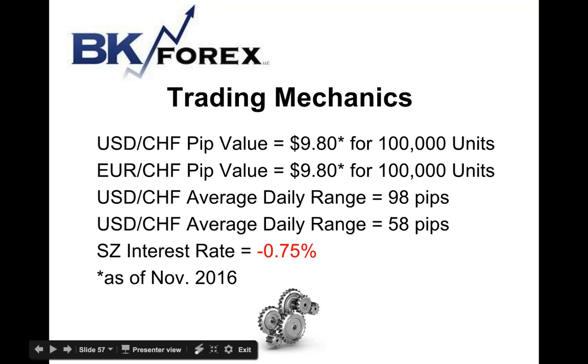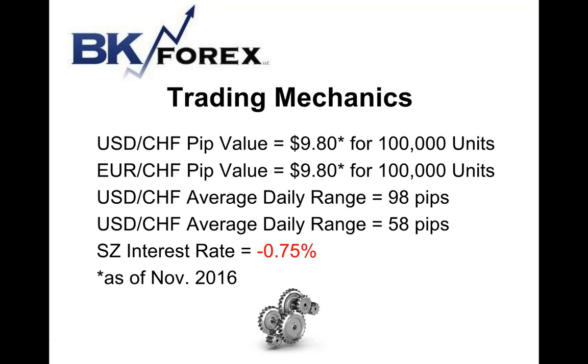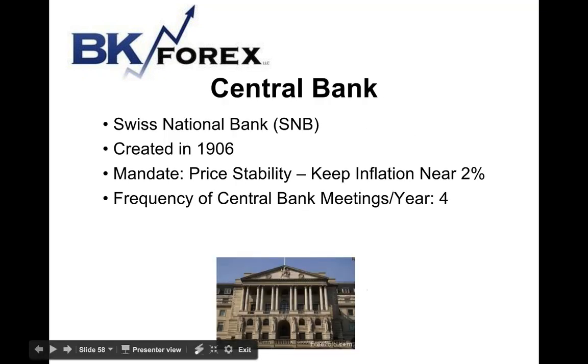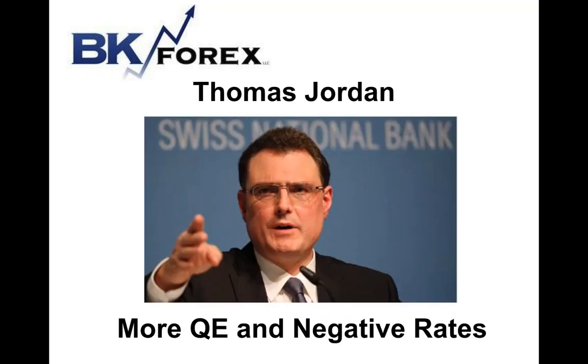So let me just make sure that everybody understands this, and this is pretty clear. Those are basic trading mechanics of the Swiss franc. It is the ultimate reserve currency. The SNB is the national bank, of course. Price stability, they're very, very concerned about price stability. It meets 4 times out of the year. Thomas Jordan is the SNB chairman.